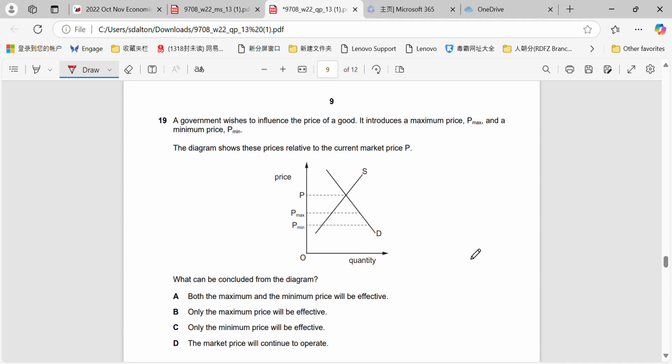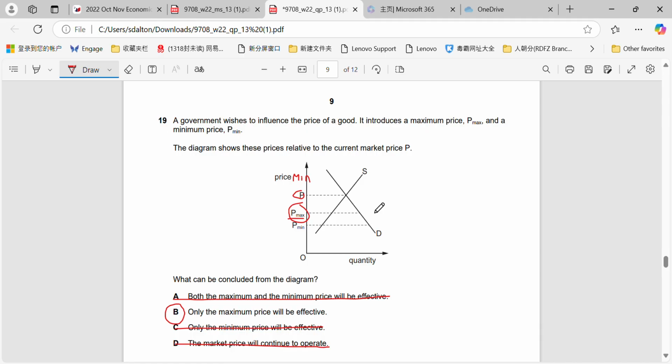Okay, the government wishes to influence the price of a good and introduces a maximum price Pmax and a minimum price Pmin. What can be concluded? So first thing, here's the equilibrium at P. We can see the maximum price is correctly placed below the equilibrium. But the minimum price, remember, has to be placed above the equilibrium for it to be effective. So "both will be effective" is wrong. "Minimum price will be effective" is wrong. "Market price will continue to operate" is wrong, because we've imposed the minimum and maximum. The maximum price, however, is the only one that will be effective because it's correctly placed below the equilibrium.